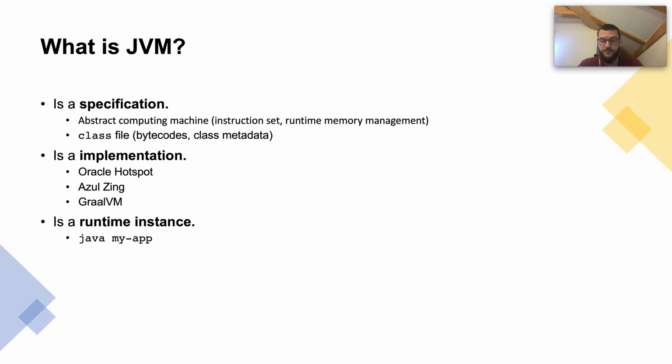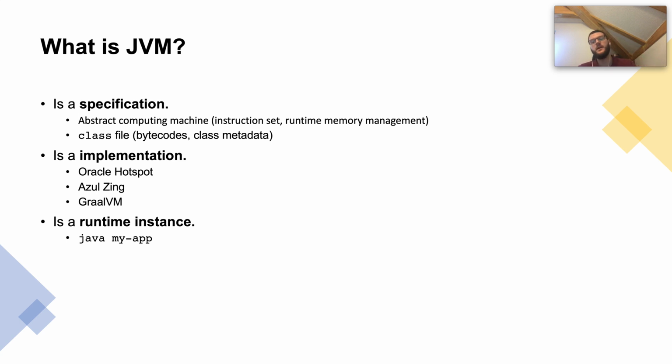The JVM is also an implementation of this specification, and certainly the most popular one is the HotSpot JVM. The Zulu implementation is also popular, and GraalVM also. GraalVM is based on HotSpot, and it is becoming increasingly popular. Azul Zing is a proprietary implementation, and is generally used for low latency systems where the heap can be hundreds of gigabytes.